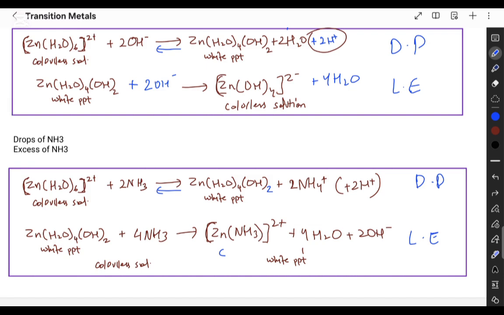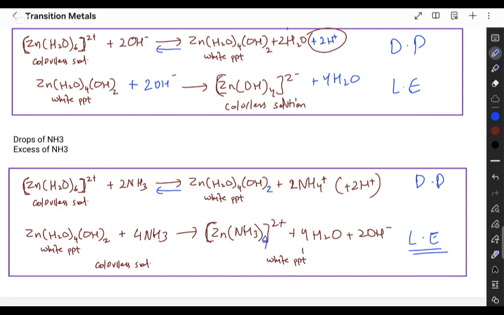And then again, the white precipitate of zinc, if you add further NH3, it will react, and we'll have zinc, and then we'll have 4 NH3 here, and then the 4 water molecules, and then we have 2 OH minus there, and this is going to be ligand exchange. Alright, so that's pretty much all the reactions. So I recommend understanding them and memorizing them as well.